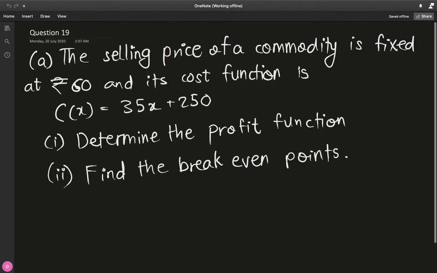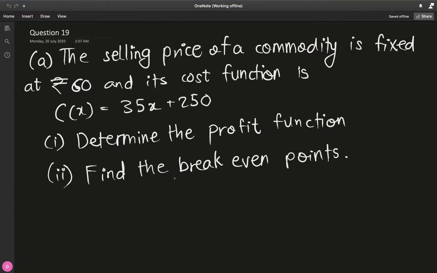First off, we start at question number 19, and it has three subparts. All of them are compulsory. Let's do subpart A, which says the selling price of a commodity is fixed at rupees 60 and its cost function is C of x is equal to 35x plus 750. In sub question 1, they're telling us to determine the profit function, and then in part 2, find the break even points.